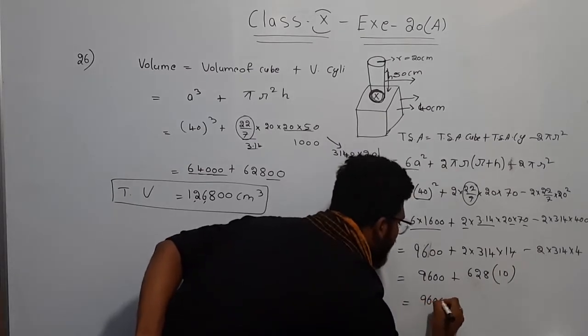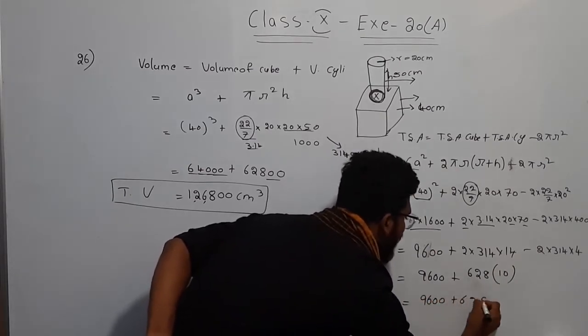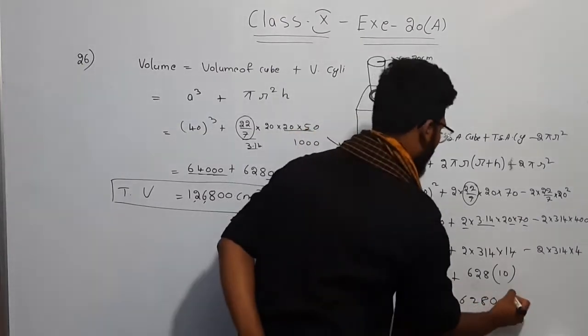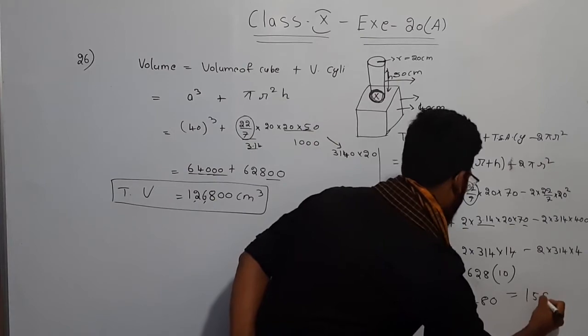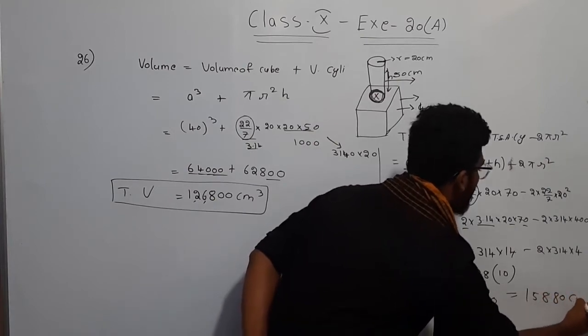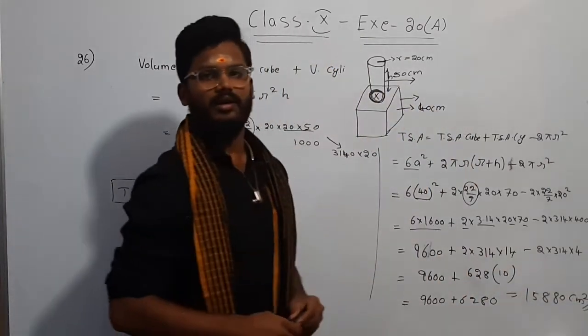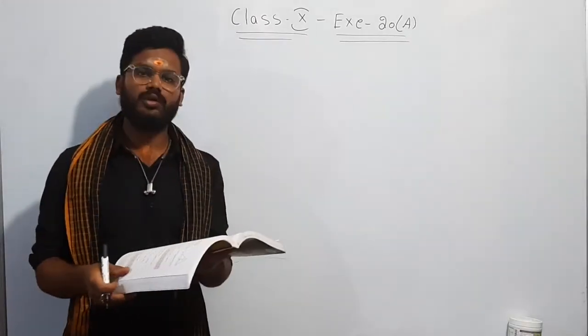So 9600 plus 6820. So how much will you get? It is nearly 15880 centimeters square. This is the resultant answer. Clear? Next, 27th one.